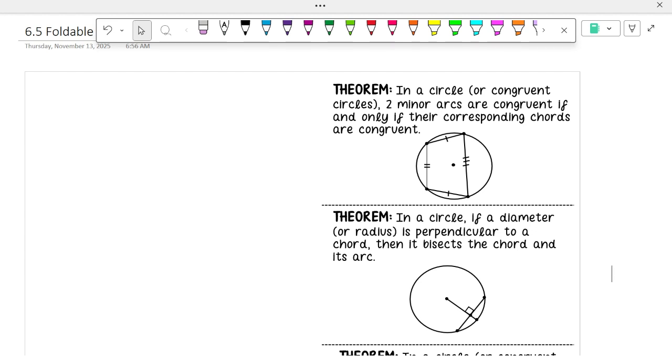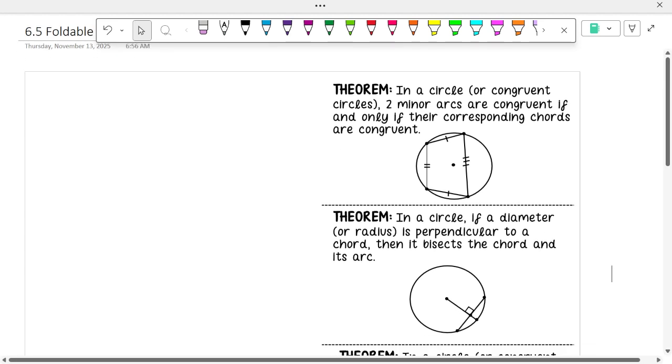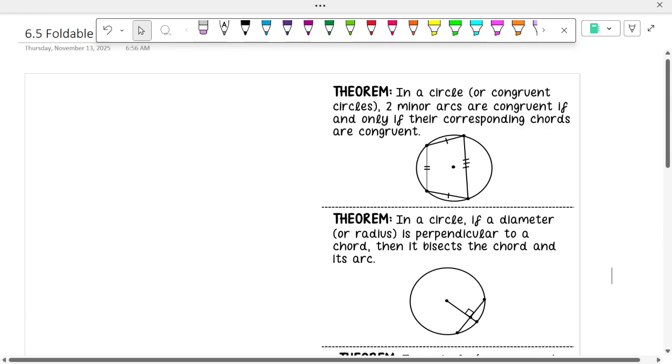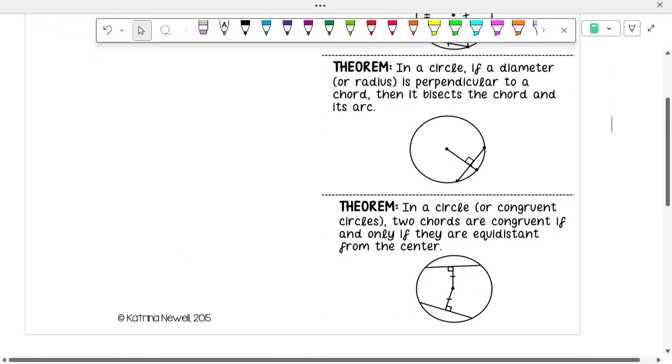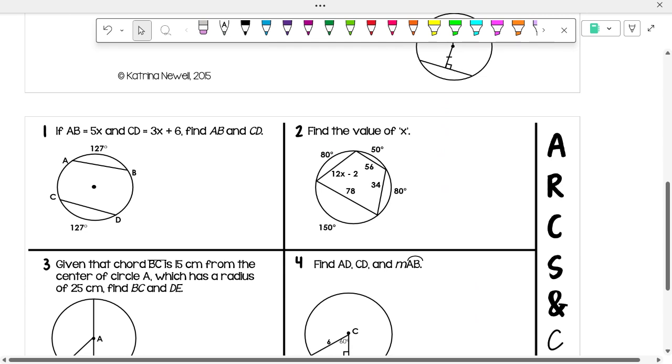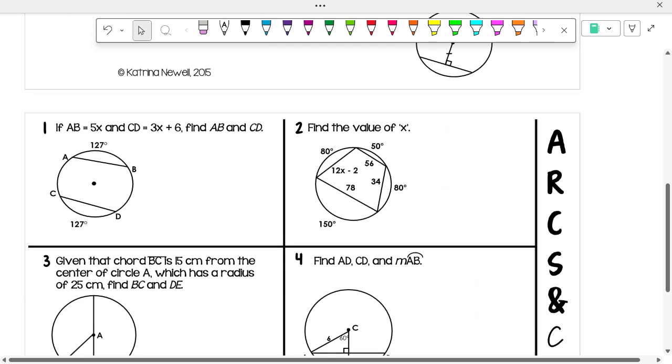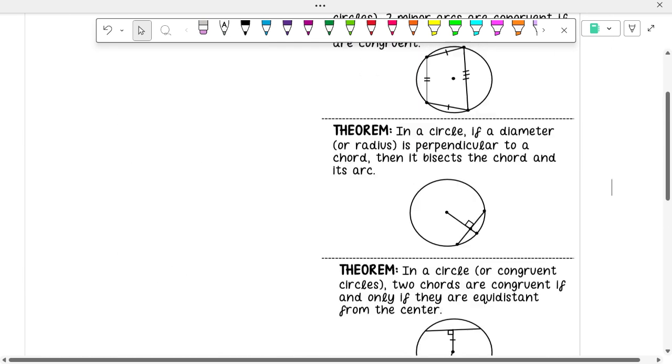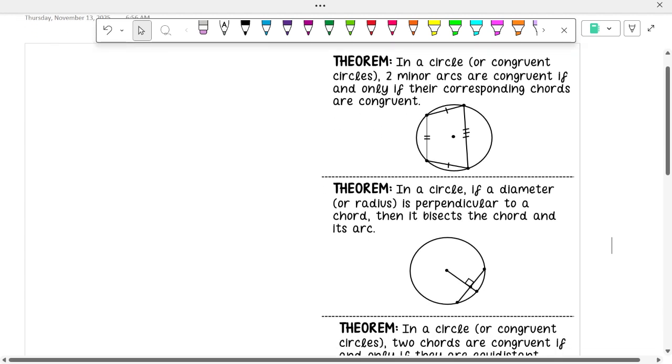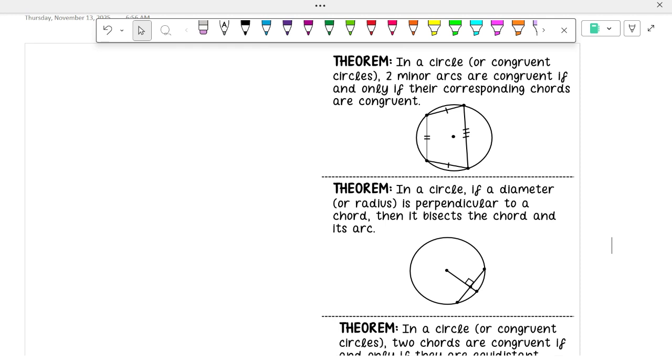Now, if you haven't grabbed a calculator already, you might want to grab one. You're going to need it. So we're on this foldable. It's the one with the 3 circles on the front. It also says arcs and chords. Other way. If you have your Chromebook out, please close the screen. You do not need it right now.